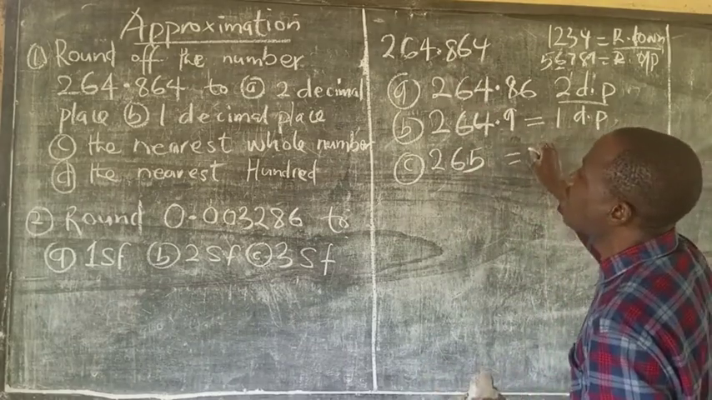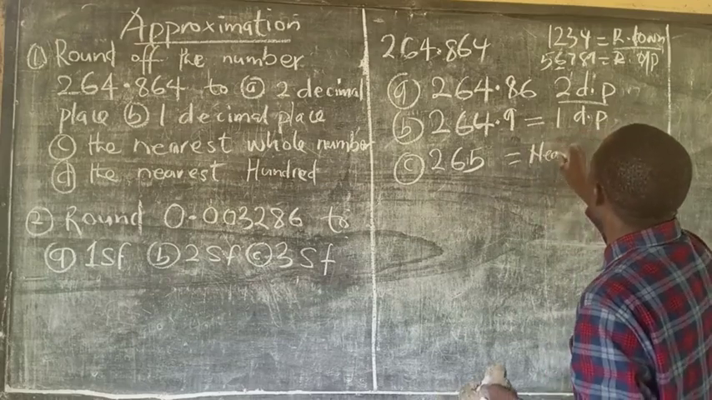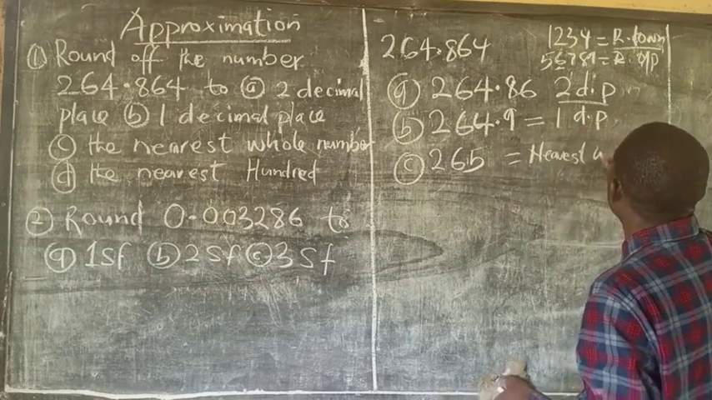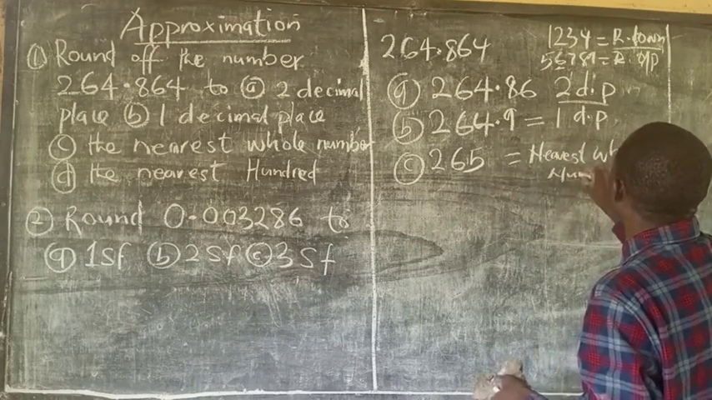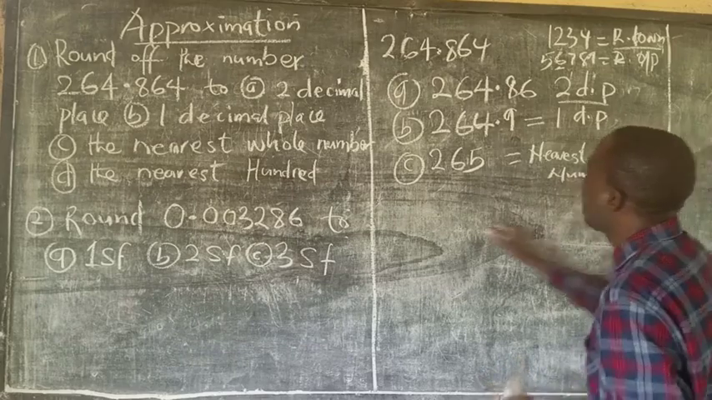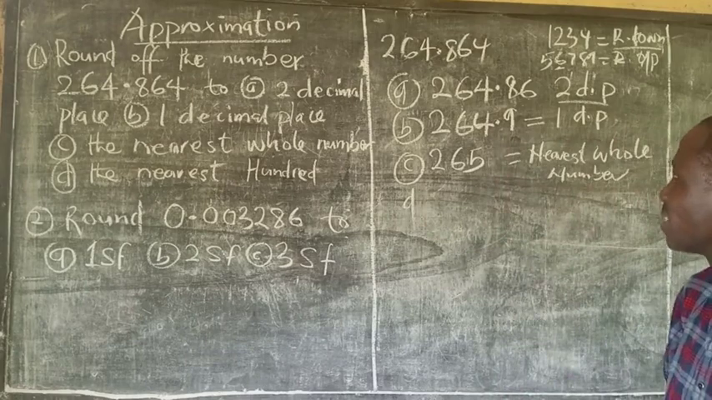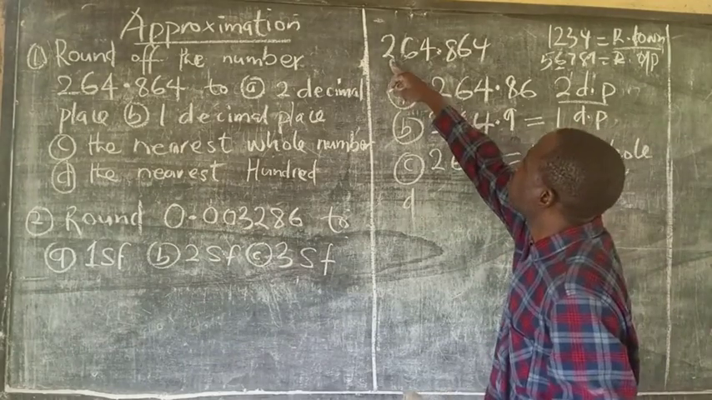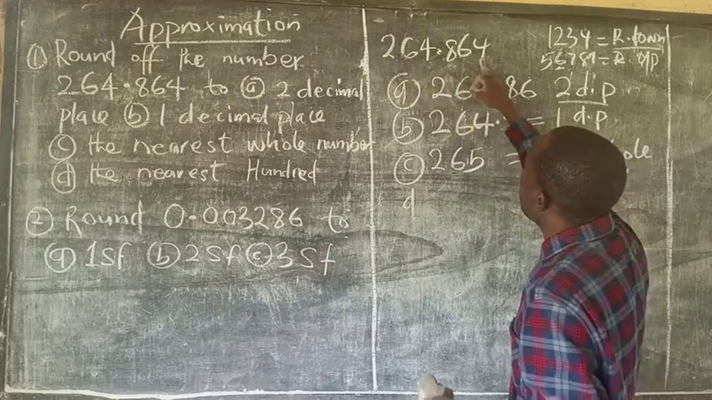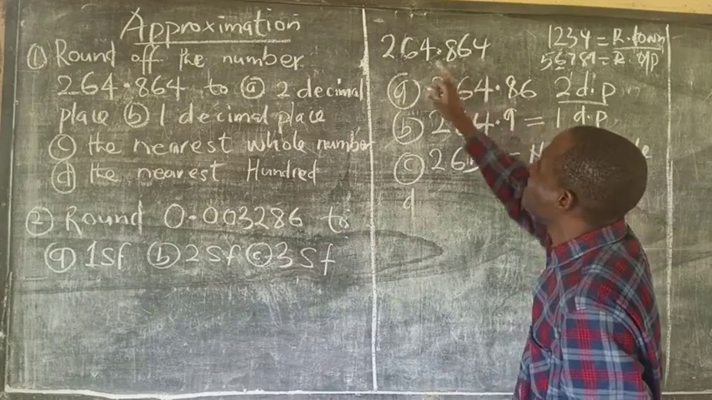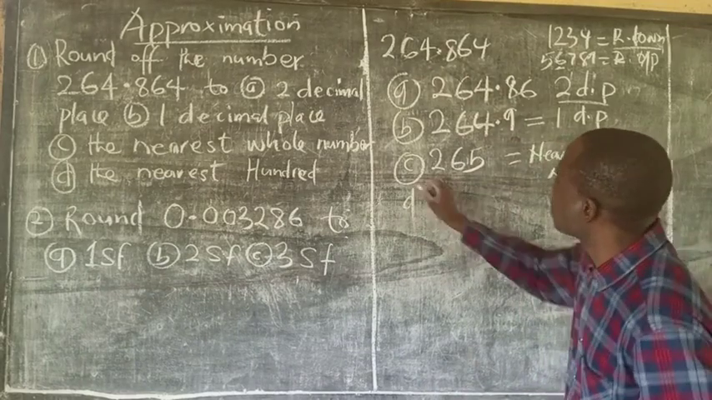This is to the nearest whole number. And the D says what? The nearest 100. Look at this. This is 264.864. It shows you round it up to the nearest 100. Round it up to the nearest 100.